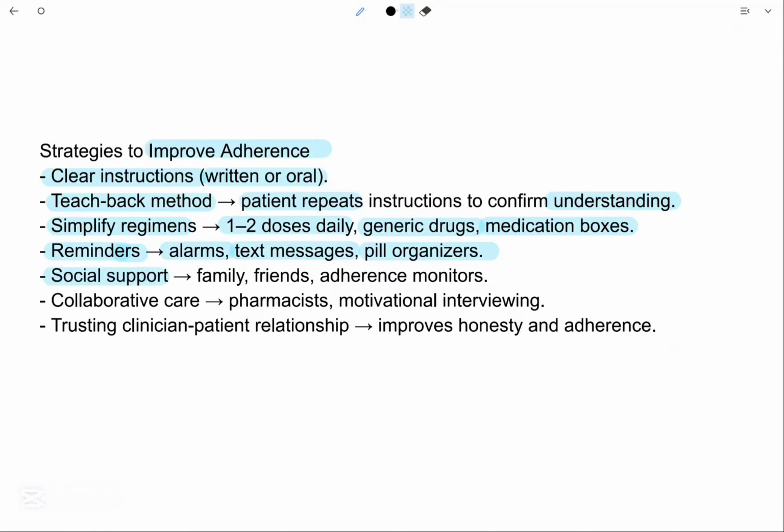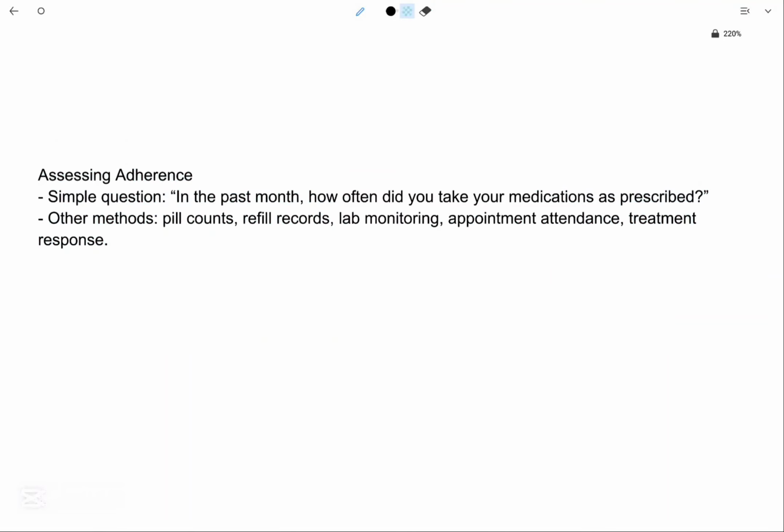Social support, like family, friends, adherence monitors, can also help to improve adherence. Collaborative care, pharmacist, motivational interviewing, and a trusting clinician-patient relationship improve honesty and adherence. So these are very important strategies to improve adherence, so the patient can stick to using the proper medicine.